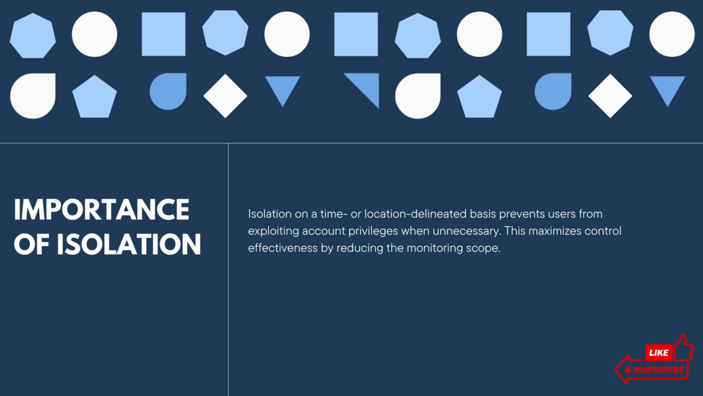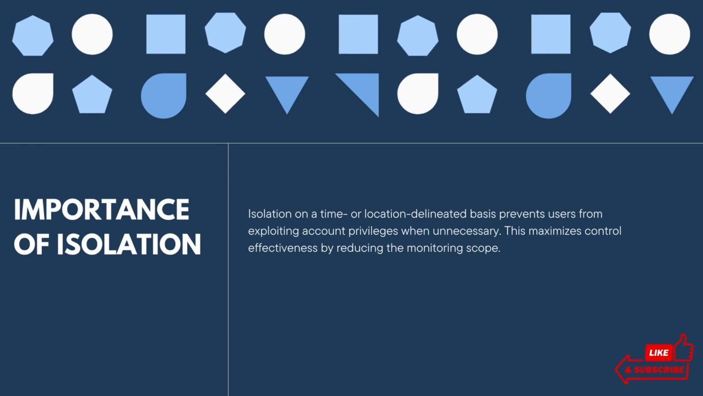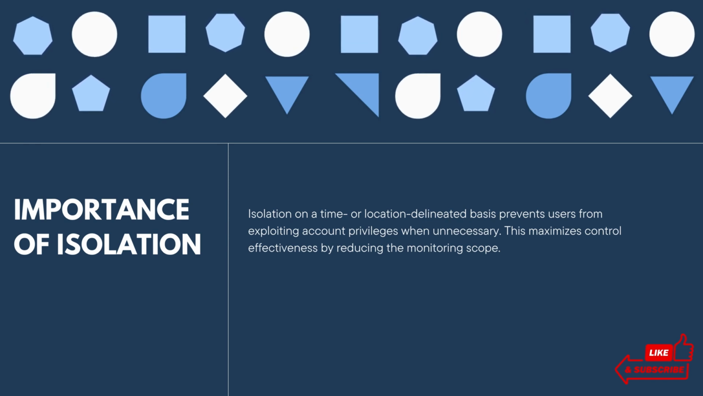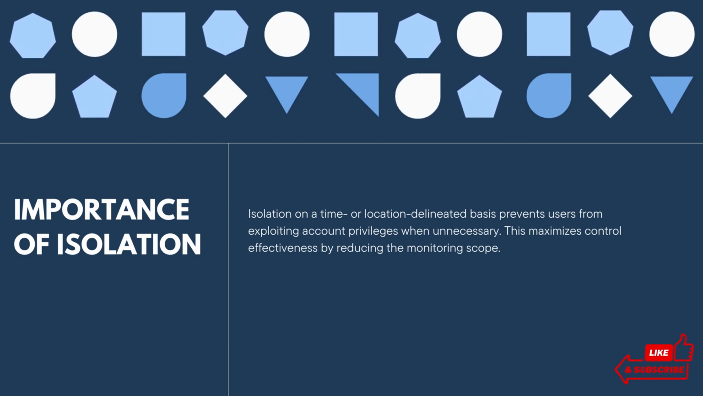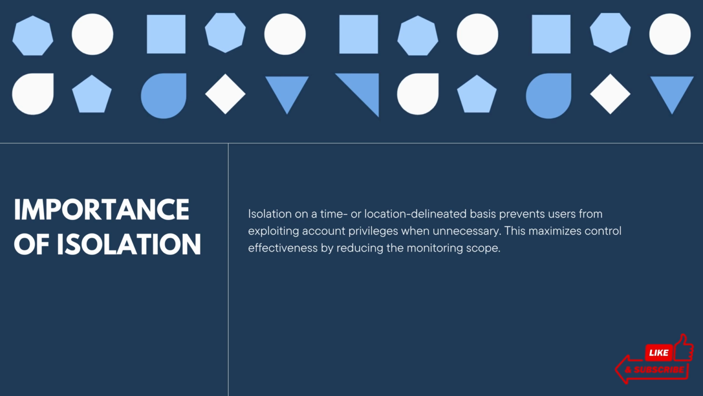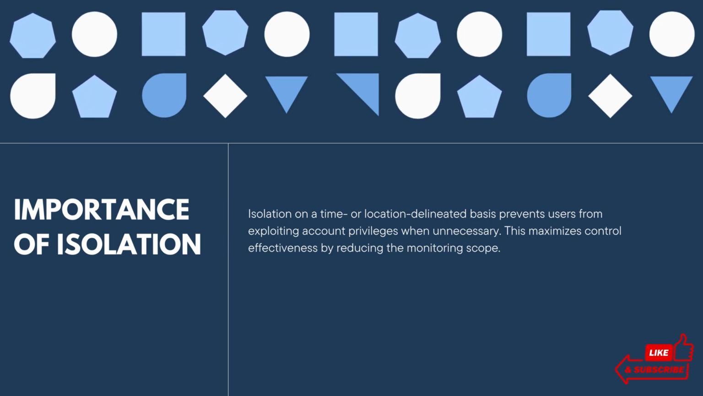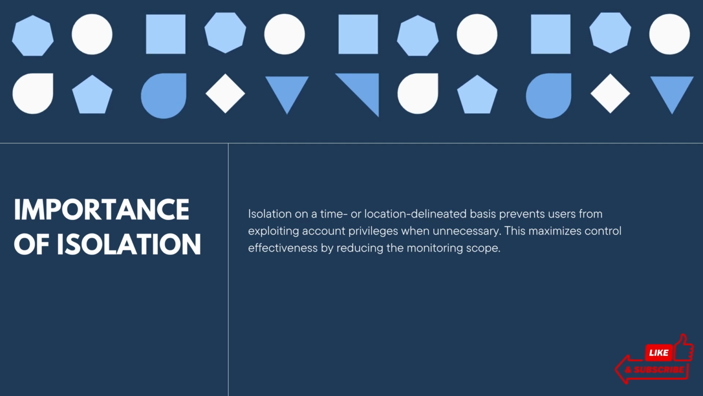Think of it like this. If you only get the keys to the office during your shift, you can't sneak in at midnight to throw a party. This does something awesome. It shrinks the window of opportunity for trouble. Whether it's an employee gone rogue or a hacker who snagged some credentials, isolation slams the brakes on how much damage they can do. And here's the kicker.